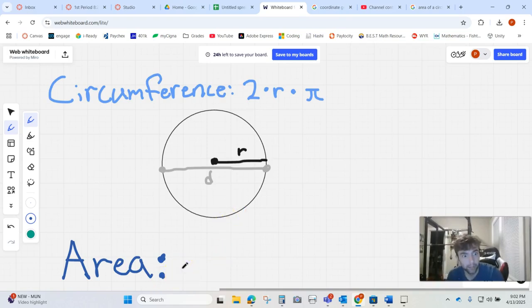Okay, so back to business. The formula to find the area of a circle is very similar. It uses the radius, it uses pi, and it uses a 2, but in a different way. To find the area of a circle, we take the radius, we do not multiply it by 2, but we raise it to the power of 2, and then we multiply it by pi.